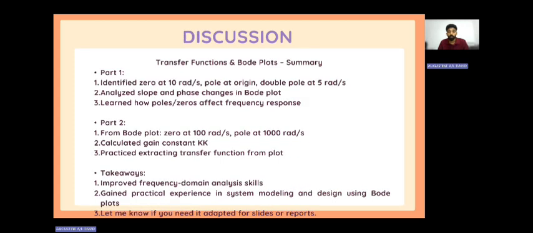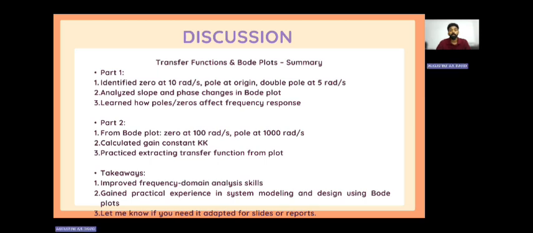So in the discussion, in part A, we worked with a given transfer function and broke it down to understand how it behaves across different frequencies. First, zero and pole impacts. We identified a zero at 10 rad, which caused the magnitude slope to rise at 20 dB per decade. Then we also saw a pole at the origin, which introduced a constant negative 90 degree phase shift and a negative 20 dB slope in the magnitude plot.